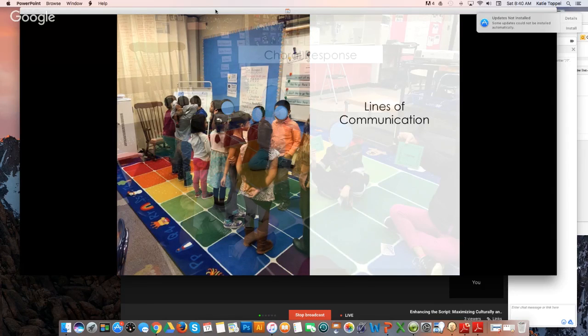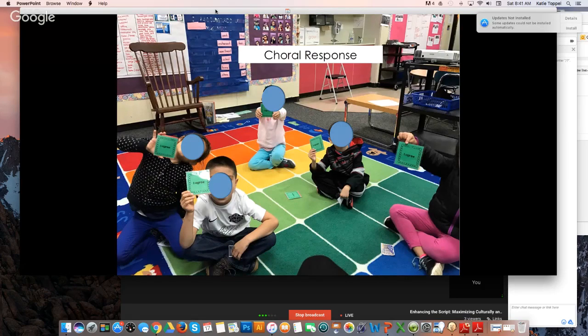Choral response is something that I use. This helps students to feel comfortable. They know that they're not going to be the only voice. These particular students were using agree, disagree cards. I've used choral response in many different ways where I give word options or picture options so students can feel like they're one voice among the crowd. But having a picture helps me to gauge who is not understanding it.